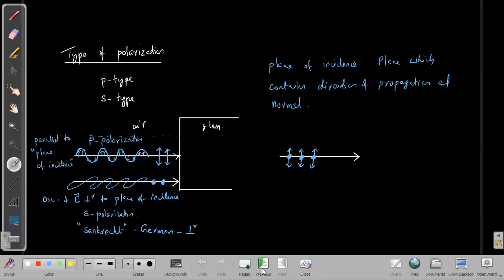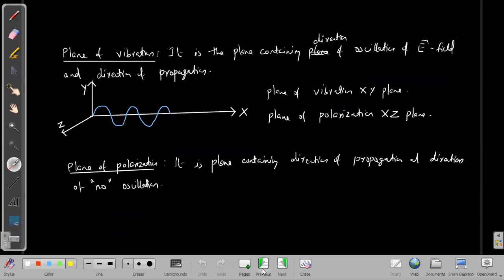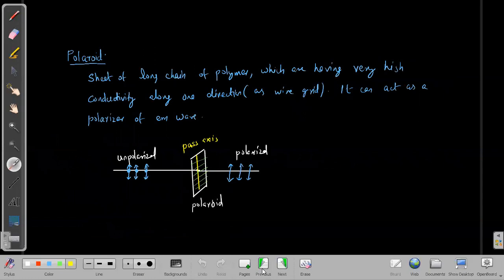So that's it for today. With this we have completed the introduction to the polarization of light. In the next lecture we will be discussing the different ways to polarize an electromagnetic wave. I've discussed one method, and there are many other methods, so we'll list them out and discuss some of them. Okay, thank you everyone, we'll see you in the next lecture.